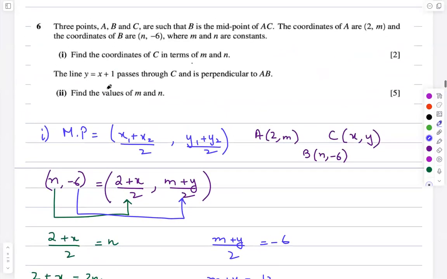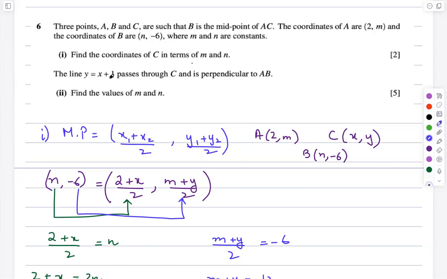In part 2, it says that the line y equals x plus 1 passes through C and is perpendicular to AB. We have to find the values of m. Now, as this line is passing through C, we can see that if the equation is y equals x plus 1, the coefficient of x is 1, which is the gradient, as we have our equation in the form y equals mx plus c.